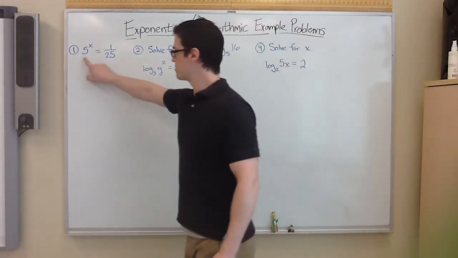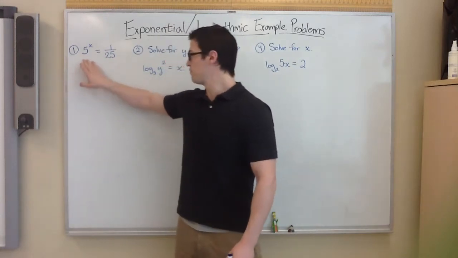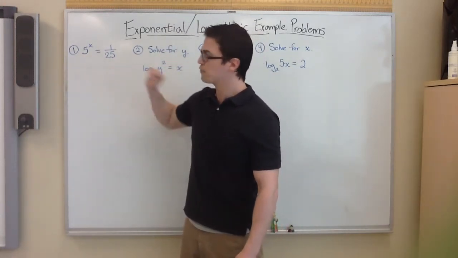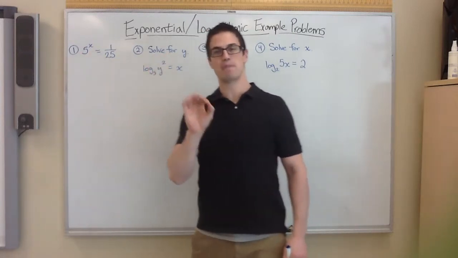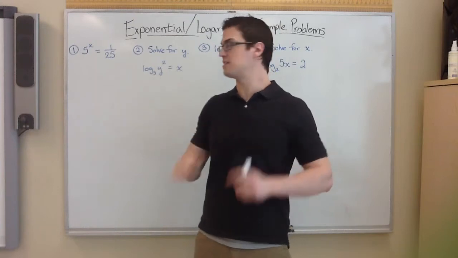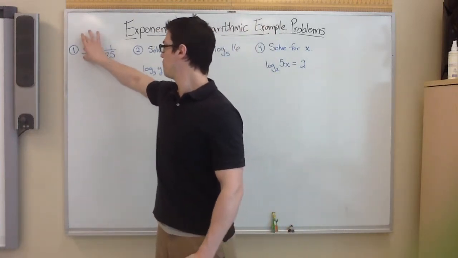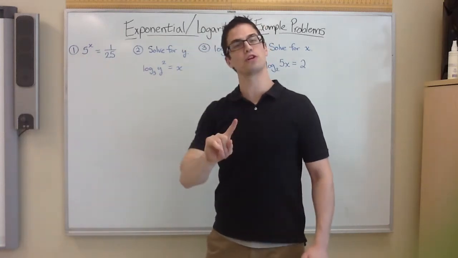So this first one right here, it says 5 to the x power equals 1 over 25. And it wants you to solve for x. It doesn't say that, but that's what I want. I want you to solve for x. So the first thing you're going to want to do is get rid of this base. If you remember, to get rid of bases, you have to do log base of whatever that base is, 5, of that side. And if you do it on one side, you equally have to do it with the other side. So that's what we're going to do right now.